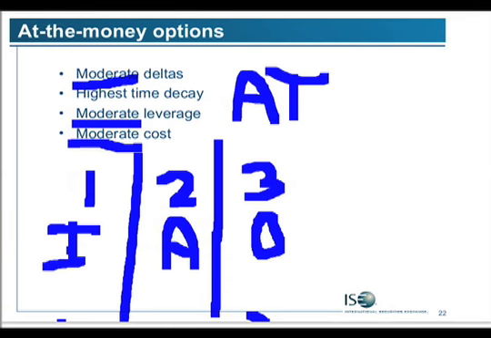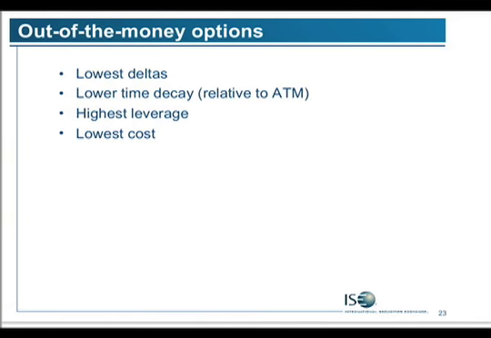to either the out-of-the-money option or the in-the-money option. Or you might want to say at-the-money option. So out-of-the-money options have the lowest deltas. They have lower time decay relative to the at-the-money, highest leverage, lowest cost.